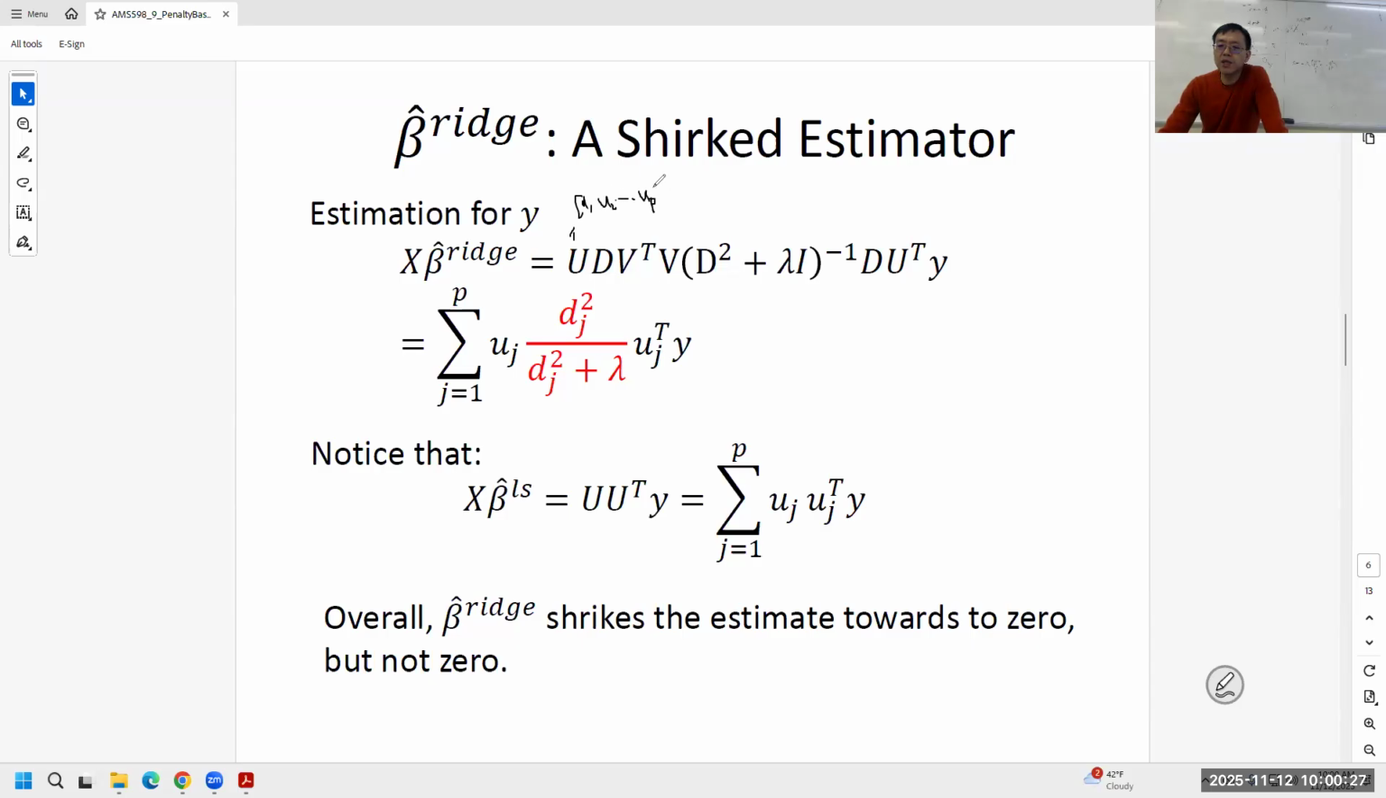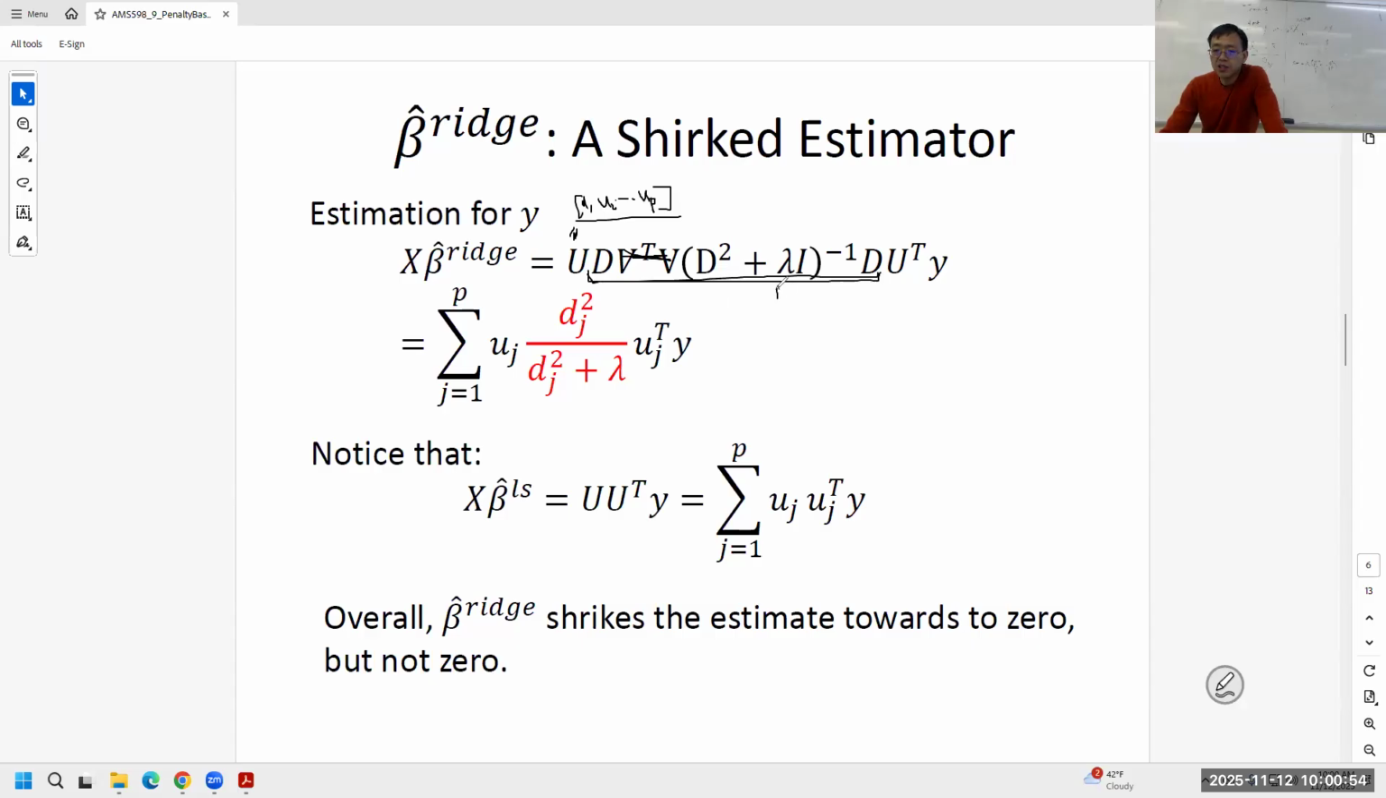The U is an n by p matrix, right? So the U can be written in this form. Now the middle part, remember this V is gone. D squared plus lambda I, this is a diagonal matrix. D is a diagonal matrix, and this D is also a diagonal matrix. So this matrix multiplication is actually also very, very simple, right?